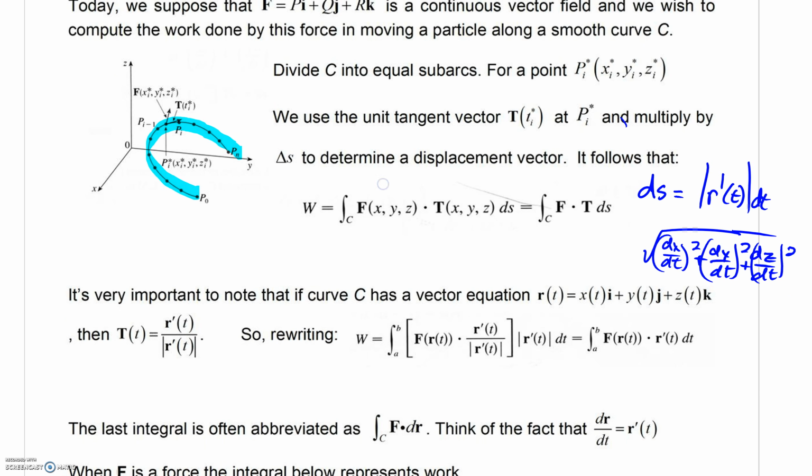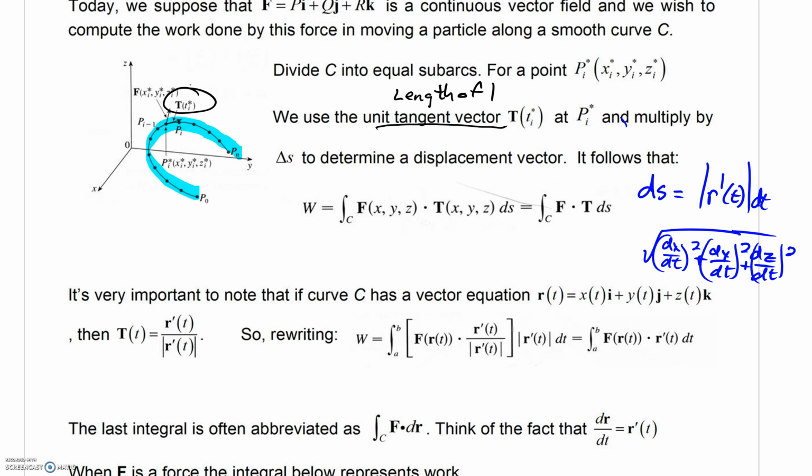So we have a force vector that's going to be found from that F function. But here's what we're going to do. Divide that curve into equal subarcs. So we're looking at arc length, but we're going to break it into little equal pieces. At any point on that curve, P sub i, we could find a tangent vector, and in fact a unit tangent vector, because again, we need to find some displacement. Remember, a unit tangent vector has a length of 1, and you can see that it is represented right here.